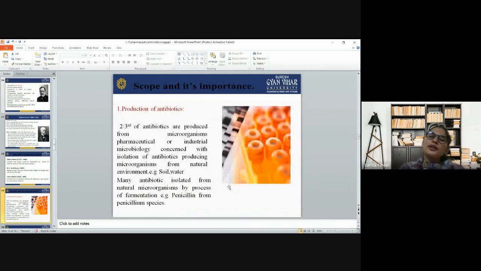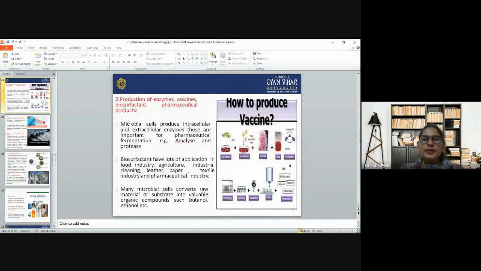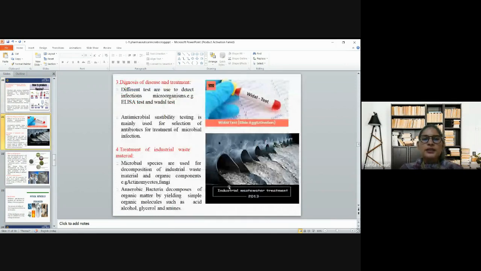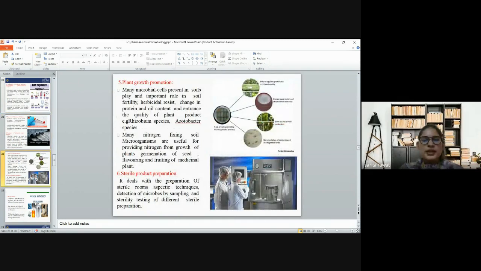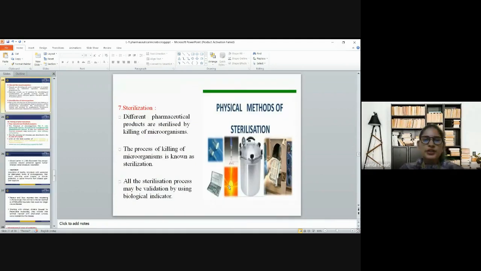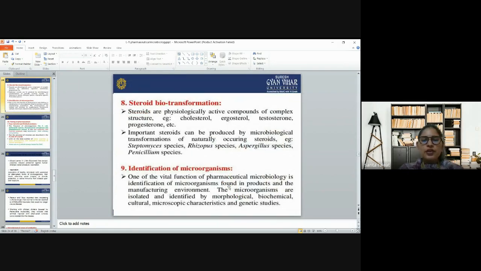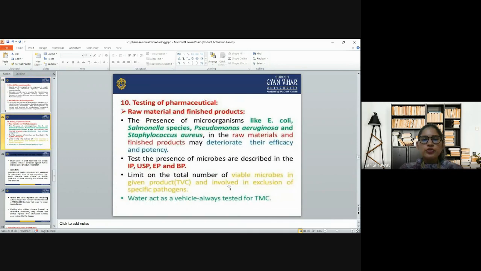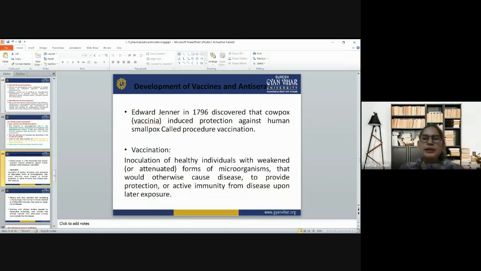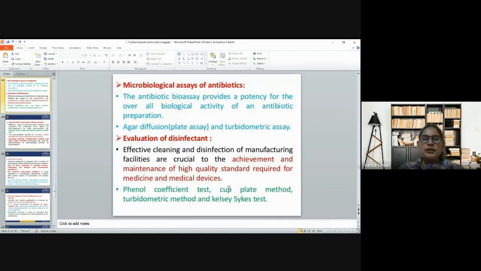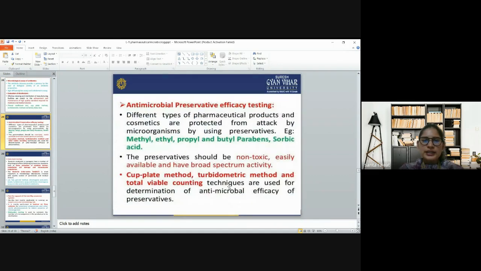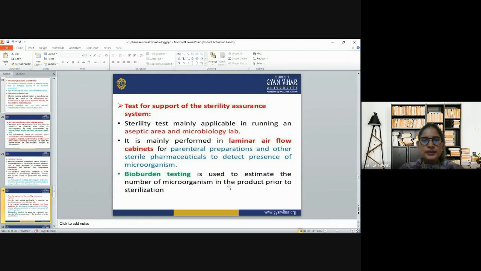Then the scope and importance of microbiology include production of antibiotics, enzymes and vaccines, biosurfactants, pharmaceutical products, diagnosis of disease, treatment of industrial waste material, plant growth promotion, sterile product preparation, sterilization, steroid biotransformation, identification of microorganisms, testing of pharmaceuticals, including raw material and finished product, and development of vaccines and antisera. Then what is vaccination? Then microbial assay of antibiotics, evaluation of disinfectants, antimicrobial preservative efficacy testing, endotoxin testing, and tests to support the sterility assurance system.